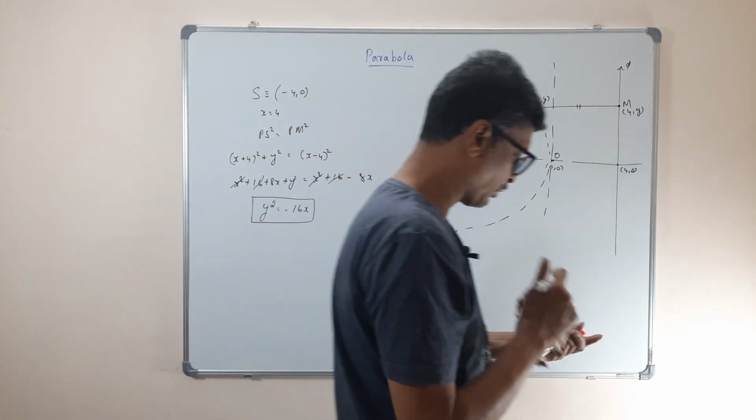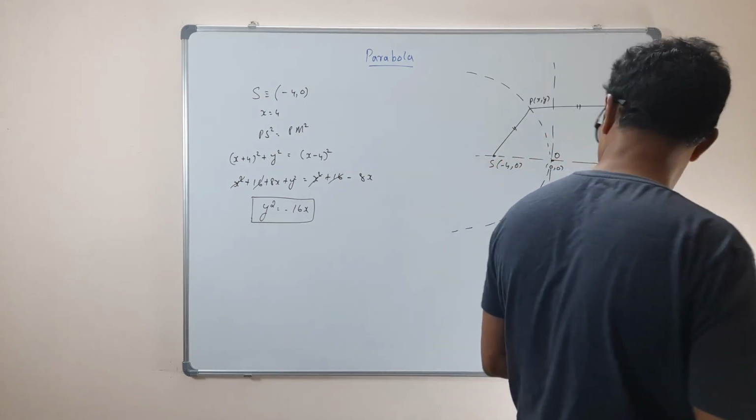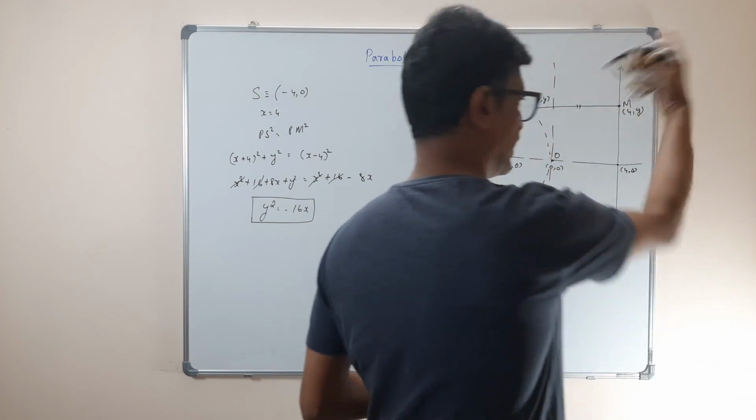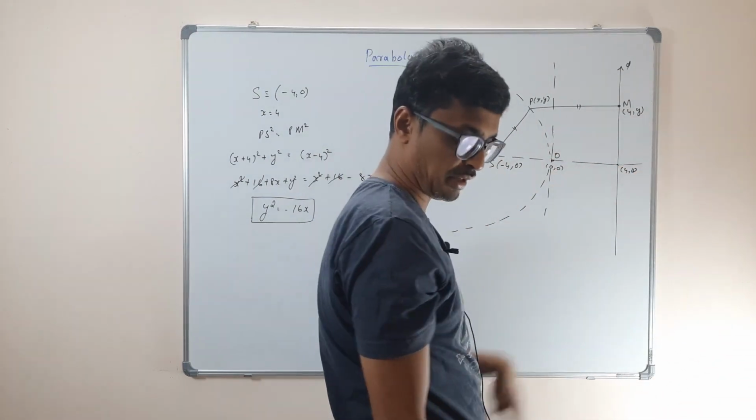Okay, so this is the equation of the parabola. Got it? This is a left-handed parabola, this side. That was a right-handed parabola. This is a left-handed parabola. Okay.